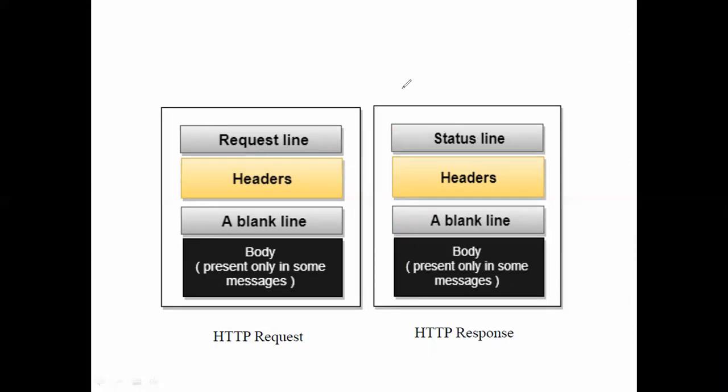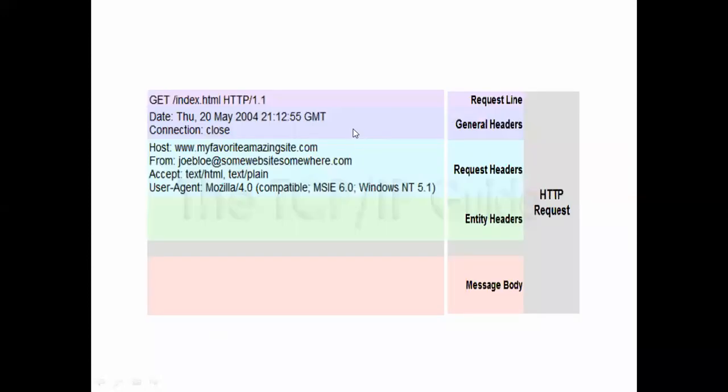Let me see the example of the HTTP request message. As we all know, there are 4 sections in the HTTP request message. The first one is request line. The second one is header. Third one is blank line. And fourth one is body. The body is the optional one. That's why here we are having a blank body in the HTTP request.